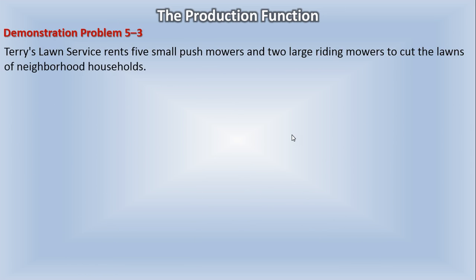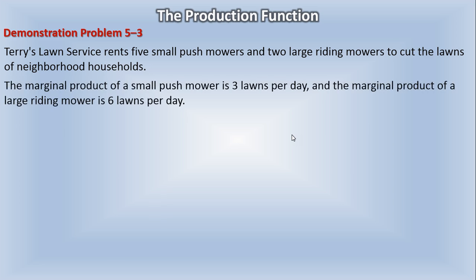Demonstration problem. Terry's Lawn Service rents 5 push mowers and 2 large riding mowers to cut the lawns of neighborhood households. So their two inputs are these large mowers and small push mowers, 2 large mowers and small mowers versus capital and labor. Those are the 2 inputs.